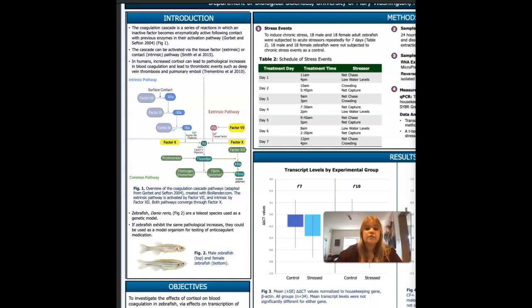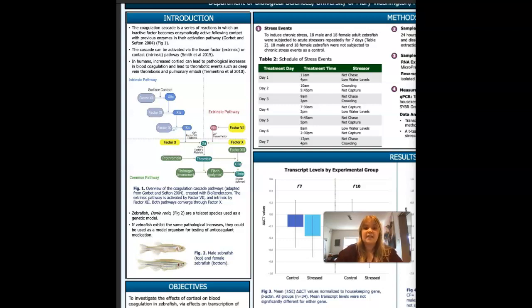Ultimately, if increased cortisol levels in zebrafish cause upregulation of the genes coding for coagulation factors and therefore a hypercoagulable state, zebrafish could be used as a model organism to test anticoagulant medications. This would be beneficial in the discovery of treatment of thromboembolic events associated with stress-related diseases such as Cushing's disease.